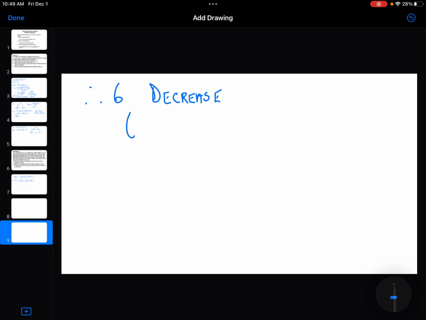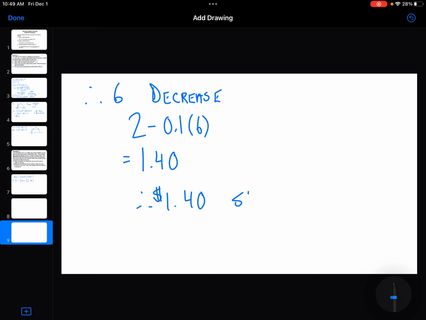And if the decreases were 6, the price would be 2 minus 0.1 times 6, which is going to end up being 1.40. And $1.40 should be the price.